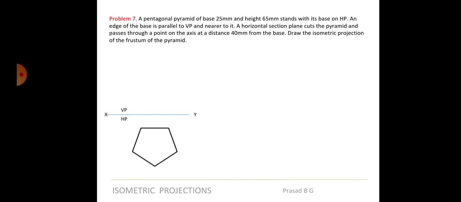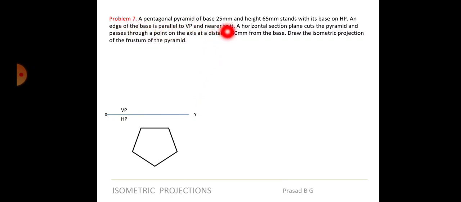This is the condition which is told here. As you can see in the question, it is mentioned: an edge of the base is parallel to VP and nearer to it. There's a lot of meaning in that sentence. When they say an edge of the base is parallel to VP, that means you can see in the sketch here, this edge is parallel to VP. In other words, parallel to the XY line. That is one part.